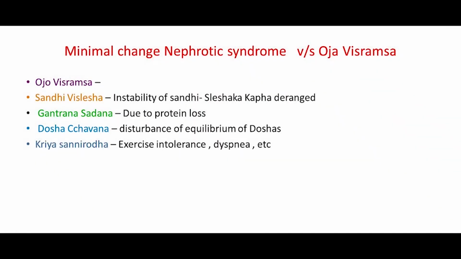One more factor, again Ojas is involved, is Oja Visramsa. Oja Visramsa is also one of the causes of aberration of Ojas in this case. Especially there is Sandhi Vishlesha, that is instability of the Sandhi; Shleshaka Kapha may be deranged. Then Gatranam Sadanam, that is due to protein loss, because protein is a body-building element. Dosha Chyavana, that is disturbance of equilibrium of the doshas, will be seen. Then there is Kriya Sannirodha, that is exercise intolerance and dyspnea. All these factors seen in minimal change nephrotic syndrome are also symptoms of Oja Visramsa, and we have already shown that there is involvement of Ojas and Ojas aberrations in nephrotic syndrome, which is causing an abnormal immune reaction. Next.